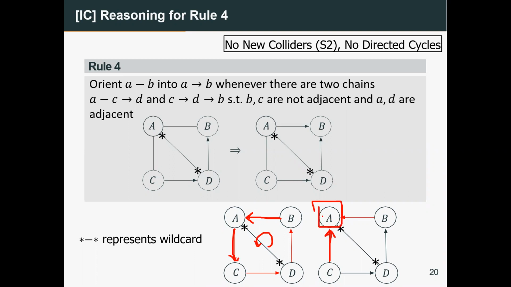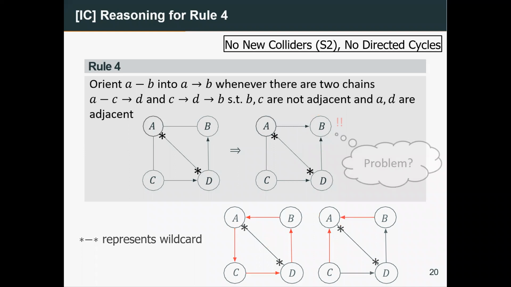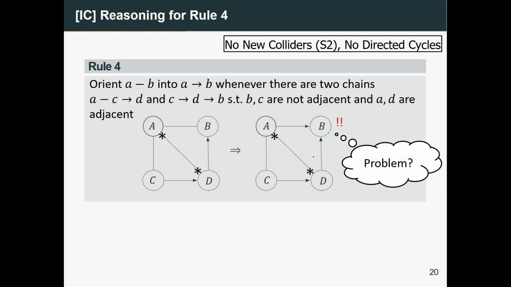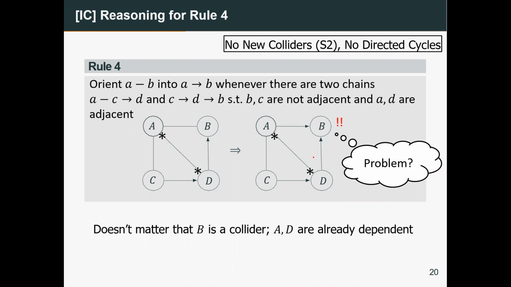So this is actually the slide where I realized, hey, this might create a collider on B, right? You can see that the two edges are pointing towards B. So we might think that it's a problem, but it actually doesn't matter just because A and D are already dependent upon one another. So we're not adding any dependencies by putting this collider here. Okay. Does this make sense so far? Otherwise, I'm going to start talking a little bit about adding latent variables.